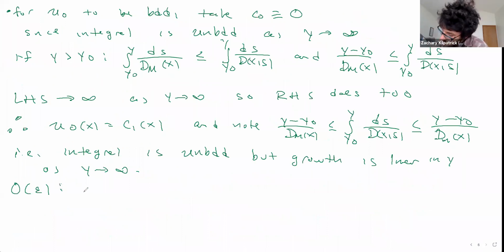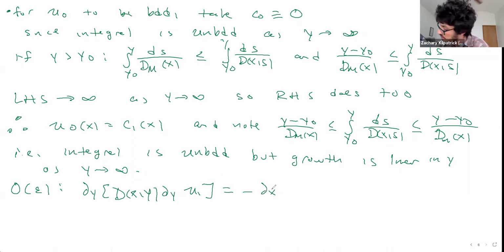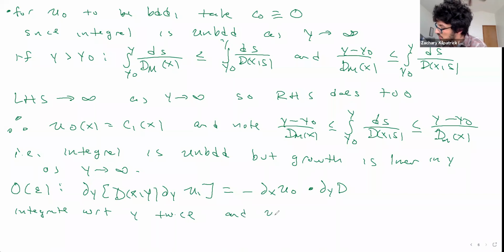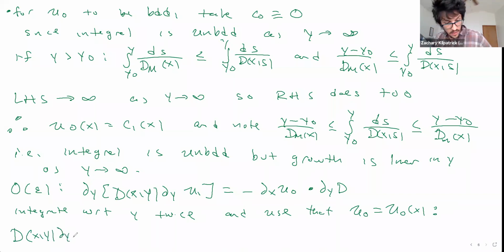So what I get at order epsilon is d_y of d(x,y) d_y u1 is equal to minus d_x u0 times d_y d. And if we integrate with respect to y twice and use that u0 is just a function of x, then we'll have the following: d(x,y) d_y u1 is equal to b0 of x minus d_x u0 times d(x,y).